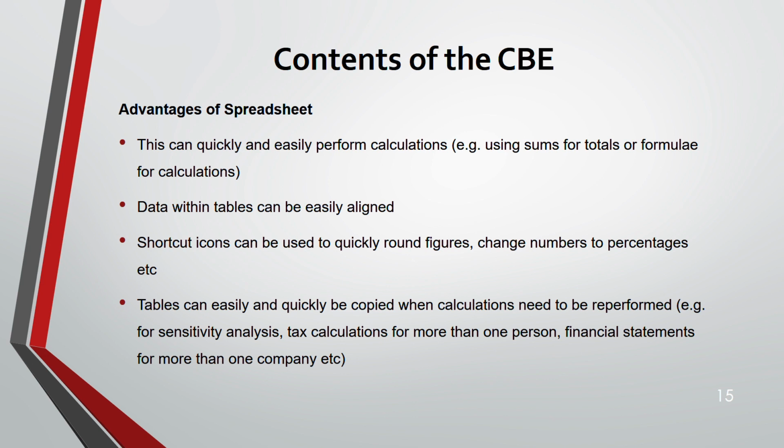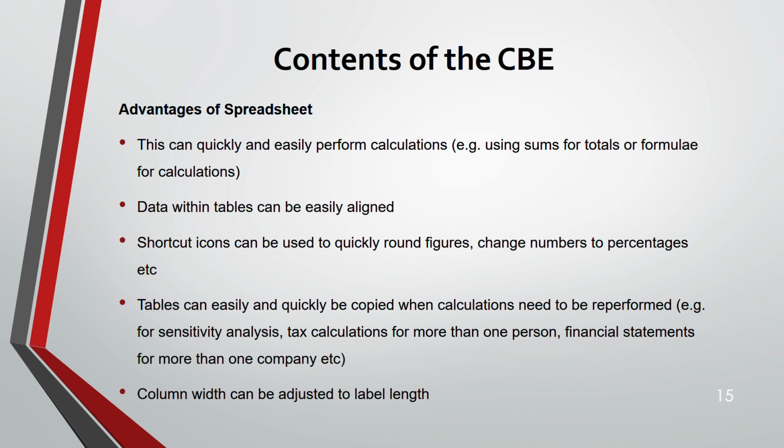For example, tax computation for more than one person. Just do the tax calculations for one person, copy paste, and change wherever changes are required. Financial statements, more than one company. If you want to show the impact on the financial statement, just show it once. Later on, you can just change the place wherever change is required. Like sensitivity analysis also, a spreadsheet is very helpful. Sensitivity analysis means you are changing one variable and seeing the impact, like on net present value.